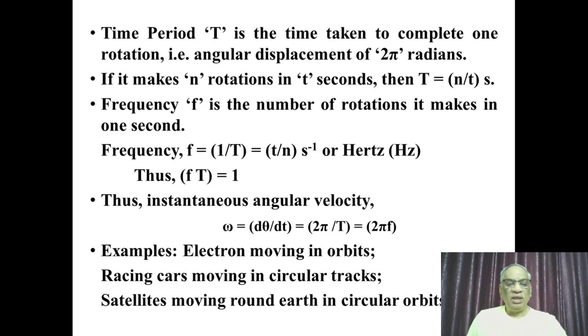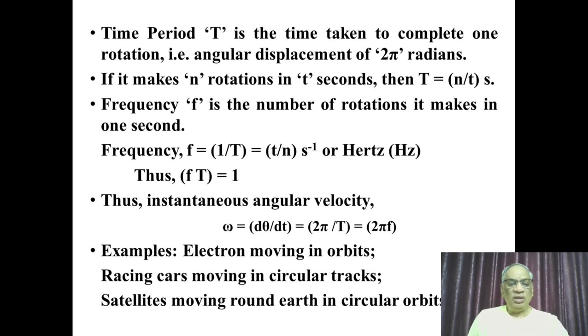Thus the instantaneous angular velocity omega, d theta by dt, is given by 2 pi by T, because d theta is 2 pi radians in a time period of T. So d theta by dt, that is omega, the instantaneous angular velocity, is given by 2 pi by T, or 2 pi times the frequency, 2 pi f.